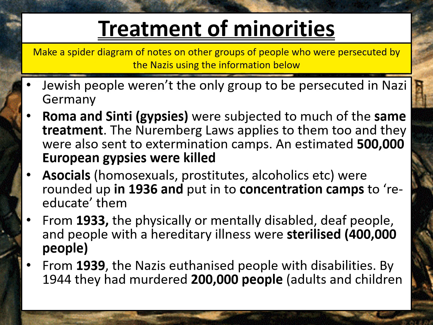Basically, everything that happened to Jewish people also happened to them too, and they were also sent to extermination camps. It's estimated that about 500,000 European gypsies were murdered just like the Jews in these same forms with things like gassings. So the Roma and Sinti were really badly treated by the Nazis.